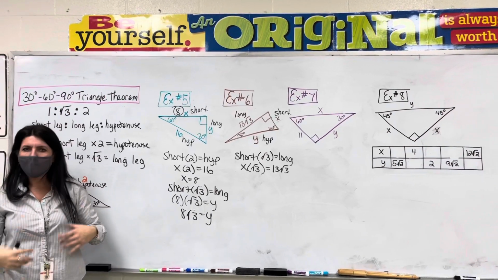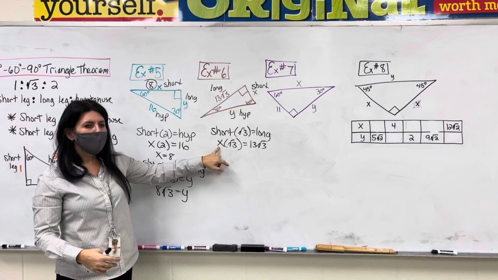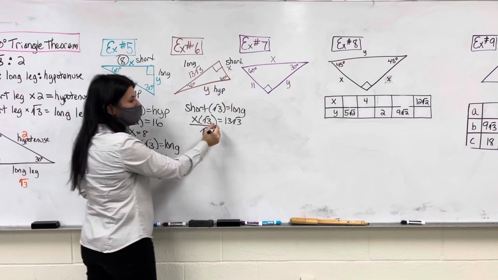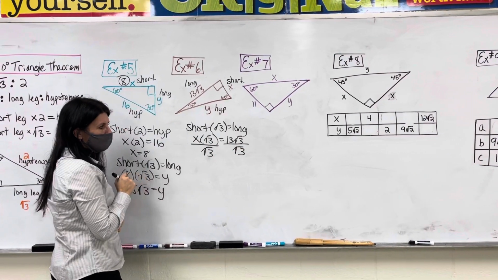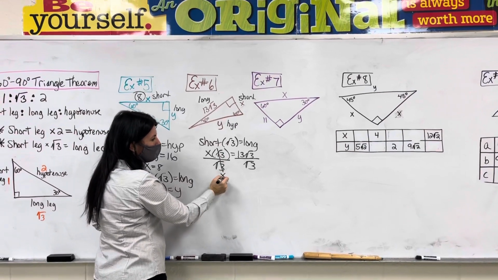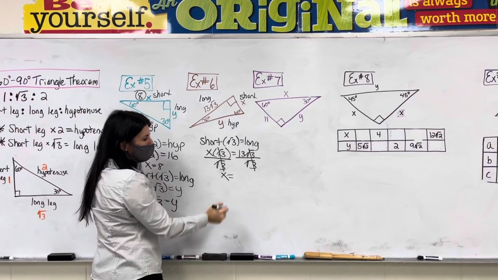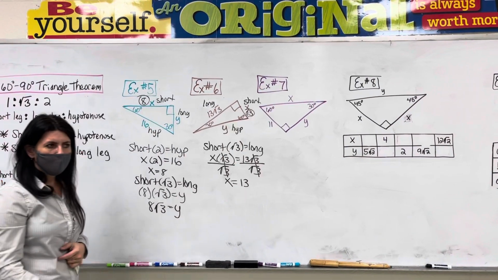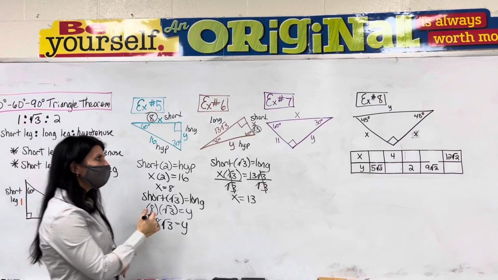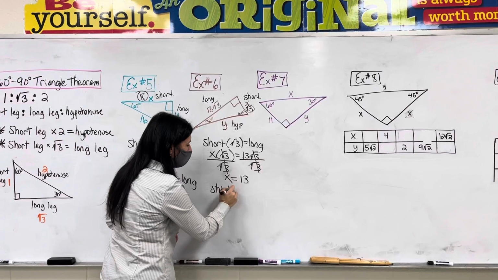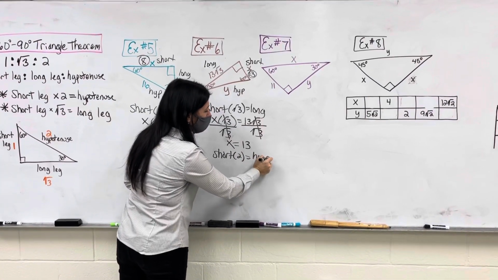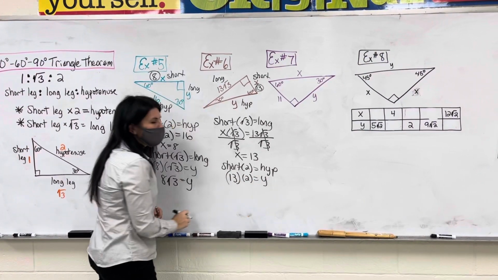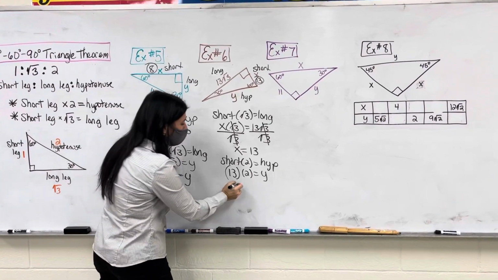So hopefully you're seeing a pattern. A lot of these problems are very similar. I have to get x by itself, so I need to divide by the square root of 3. Whatever I do on this side, I have to do exactly the same thing on the other. The square root of 3's cancel, and I have x left. Square root of 3's cancel, and I have 13. So my short side is 13. I still have to find y. That's my other rule. My other rule is short times 2 is hypotenuse. Looking at my picture, I just found that my short side is 13. So what's y? 26.